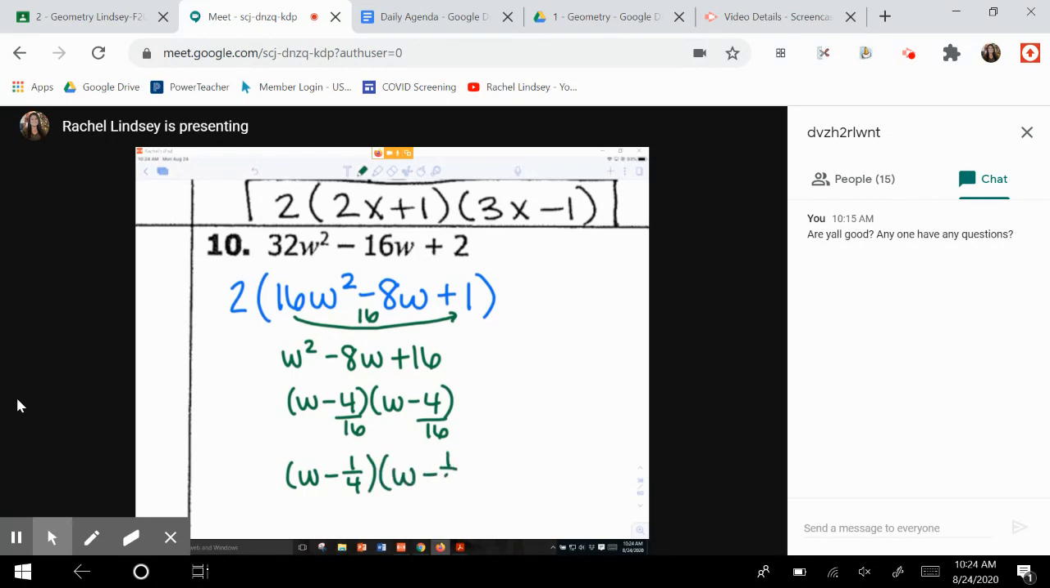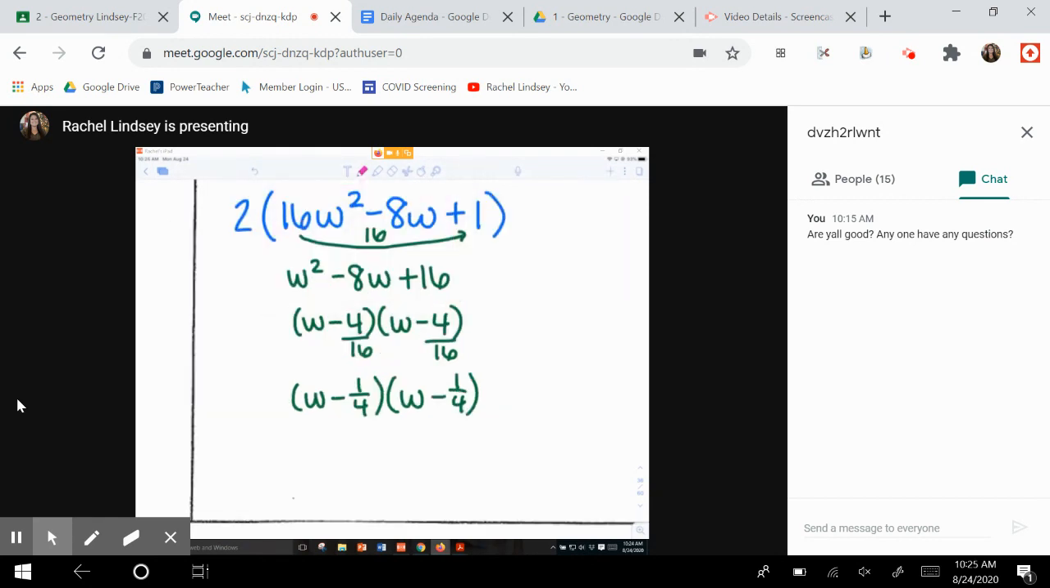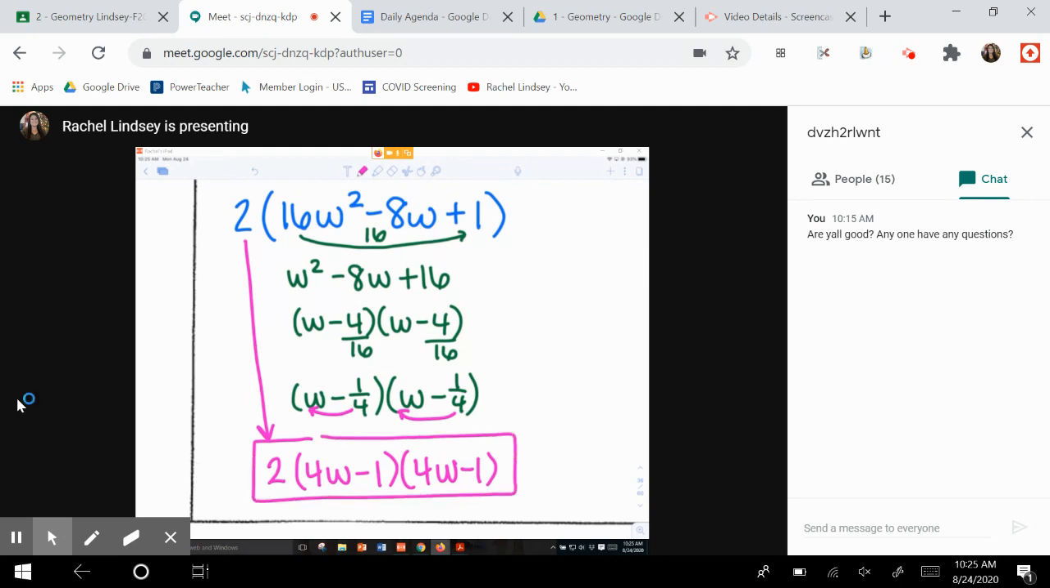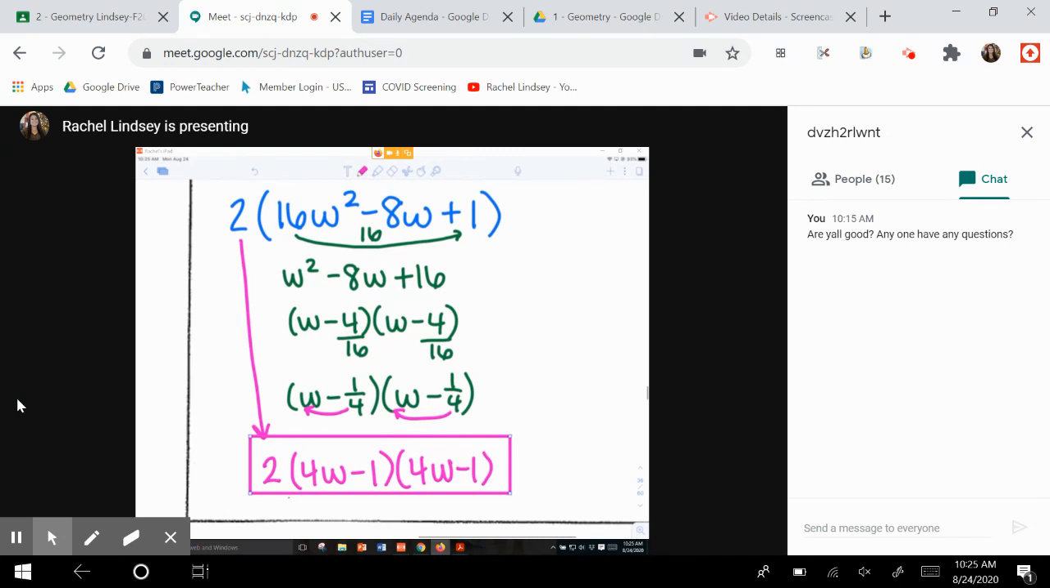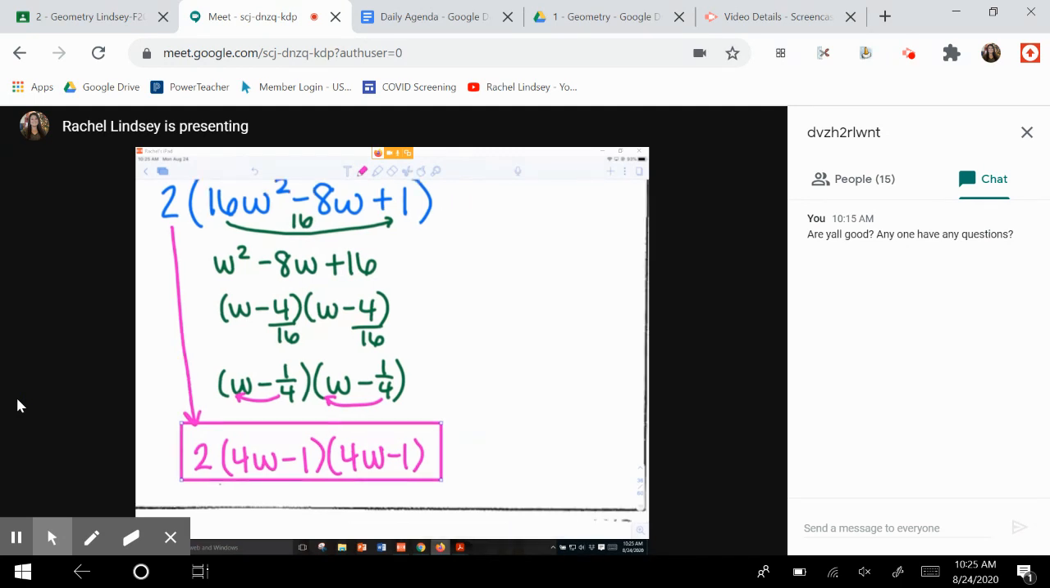What do I need to do with the 4s? Slide them back in front. So I have 4w minus 1 times 4w minus 1. Don't forget to bring down the 2. And remember, anytime you have two of the exact same thing multiplied by itself, you could do the squared. So if you wrote 2 times 4w minus 1 squared, that's perfectly okay too.